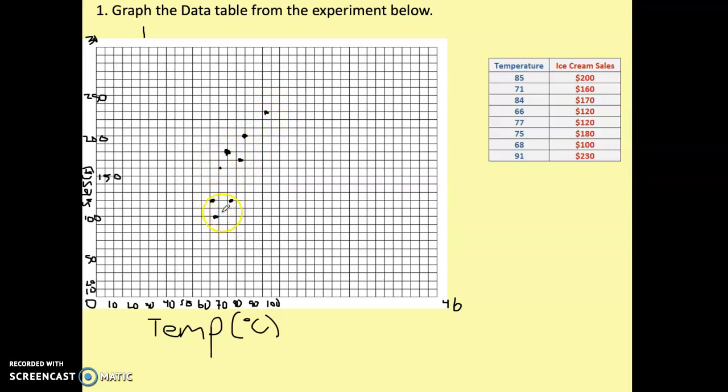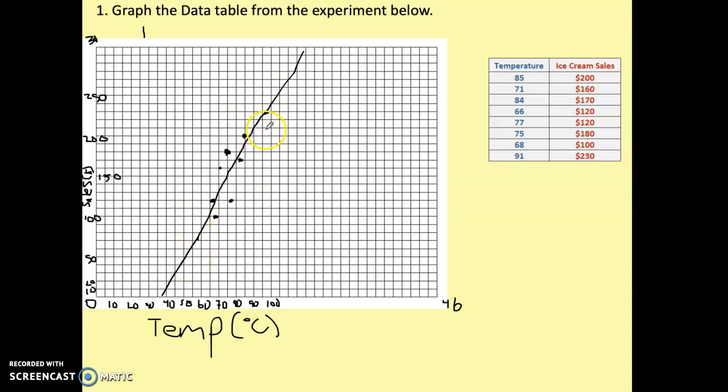My goal now is to draw a line of best fit to get this trend. I should have about 4 above and 4 below my line when I draw it. It should be a straight line, so it would look something like this. Okay, to draw my line of best fit. That's not that bad. And then this allows you to predict temperature and sales.